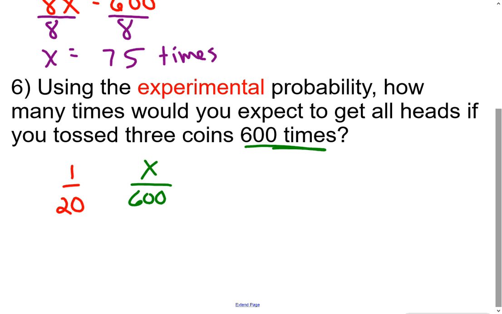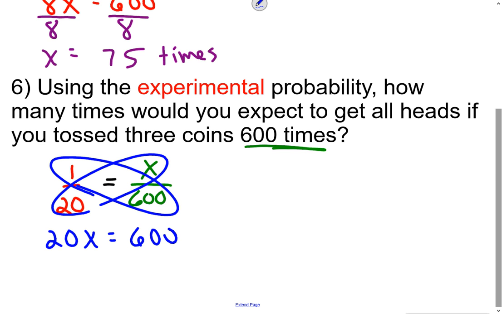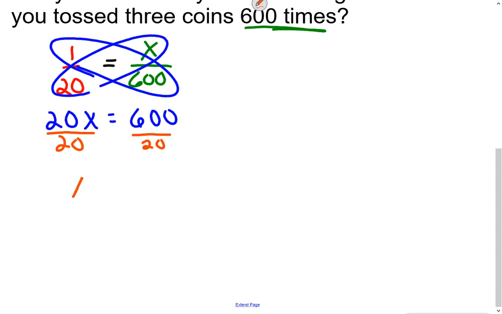And again, we have our 2 ratios. We solve our proportion. I'm going to cross multiply. So now I get 20x equal to 600. Divide both sides by 20. And for me, x comes out to be 30 times. So like I said, I was not as lucky as theory tells me I should have been, because if I had done this 600 times, it looks like I would have probably ended up with only 30 of those cases where it was all 3 heads.